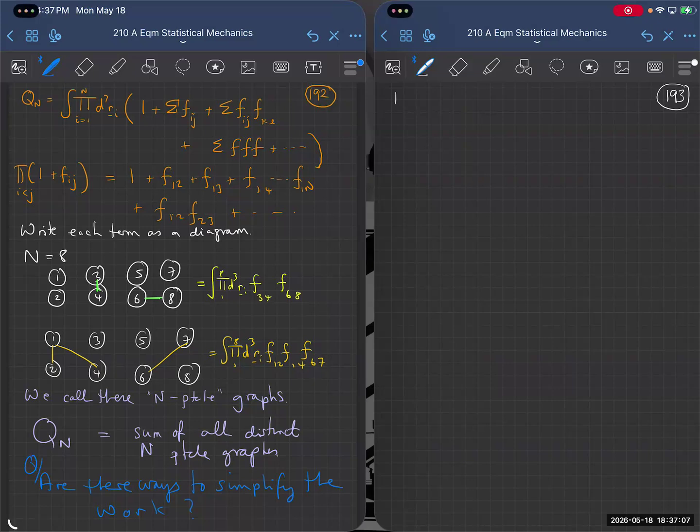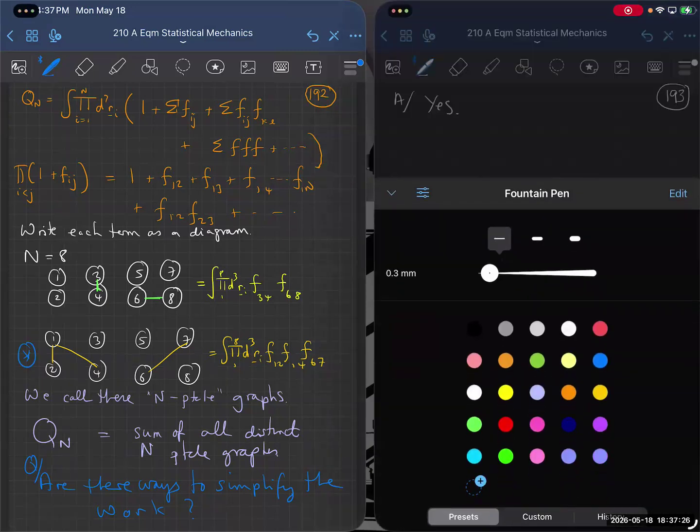And the answer is definitely, so the answer is yes. There's a whole slew of them, and some of them are obvious and some of them are not. So let's take a look at this last graph, the one that I have over here. Let's have a look at graph star, for example.